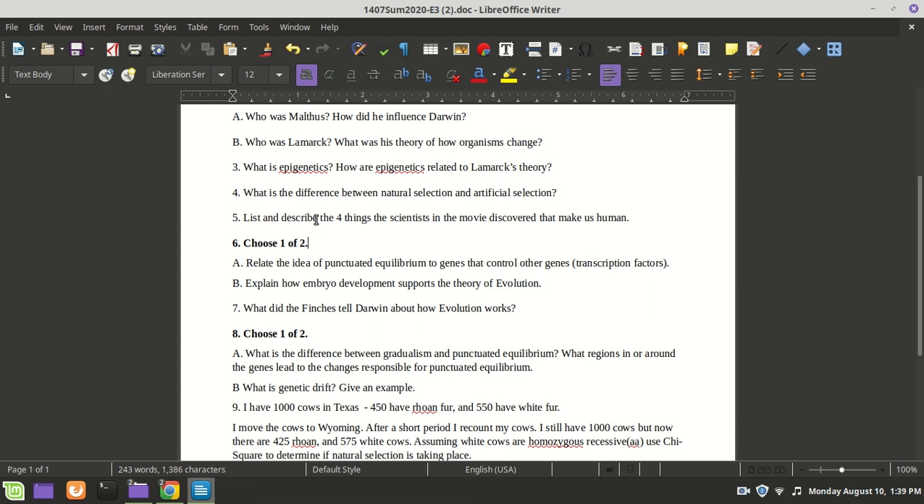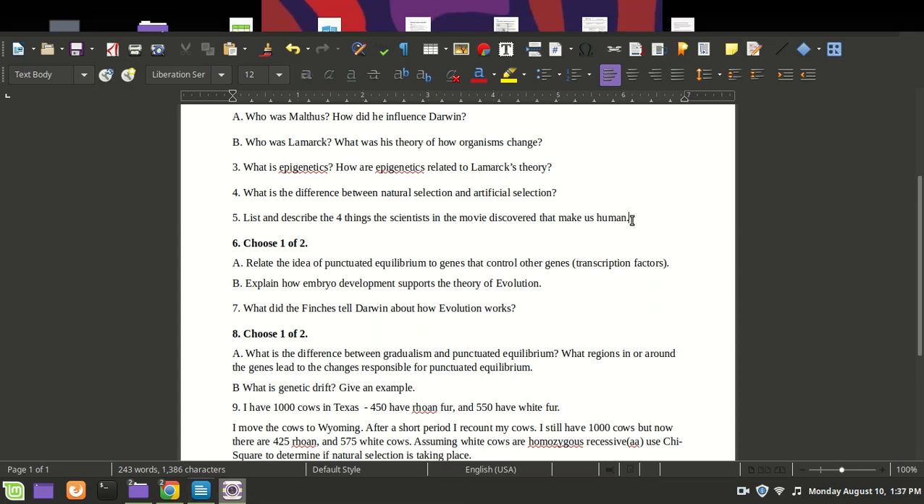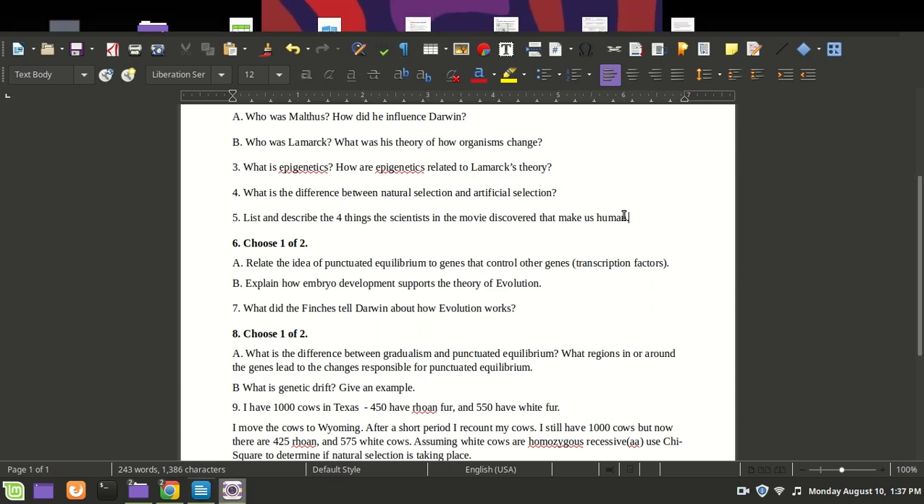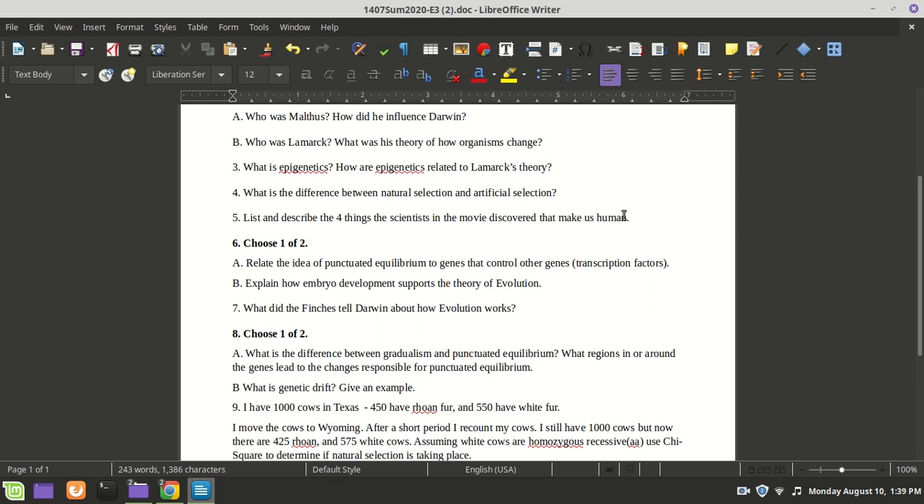All right, now list the 4 things that scientists in the movie discovered that make us human. I'm talking about the 4 scientists at the end. There was a doctor who studied children, another one who studied muscles, another one, was he a doctor? No, a scientist that did the thumb research, and then there was the lady who worked on the computers. So those 4 scientists, what did they discover?